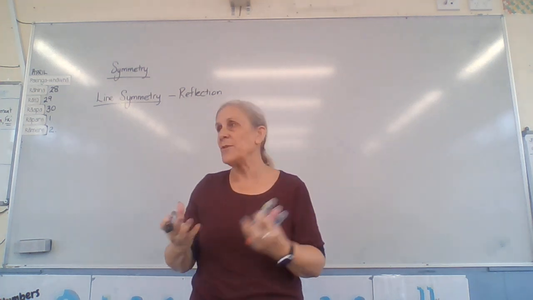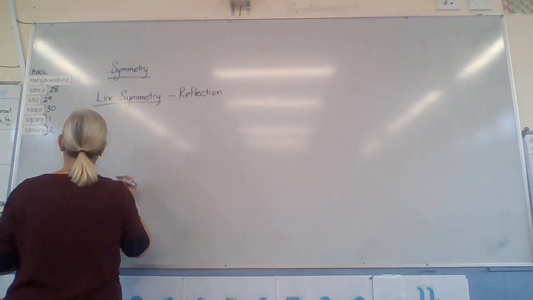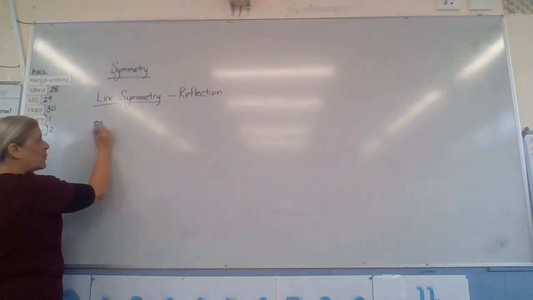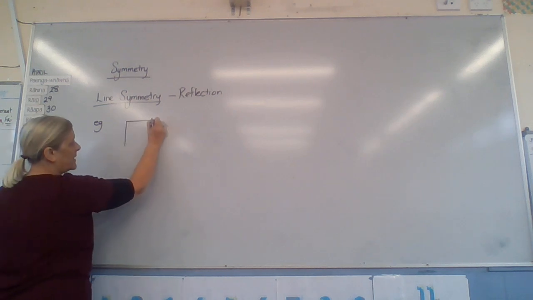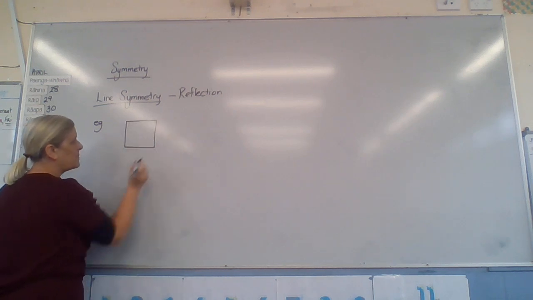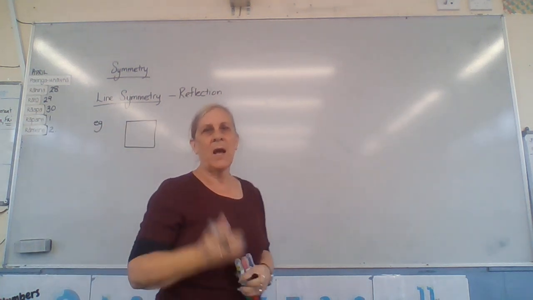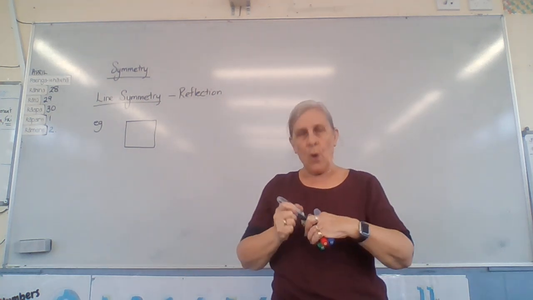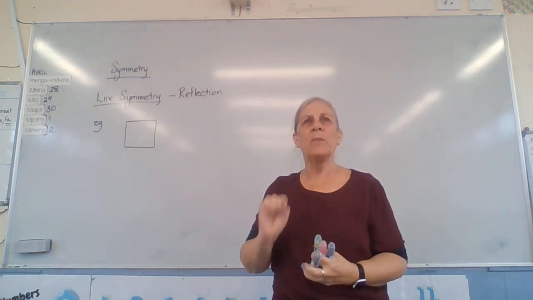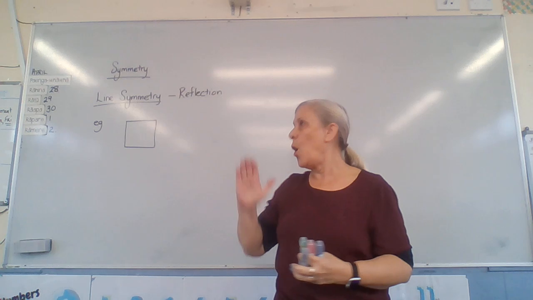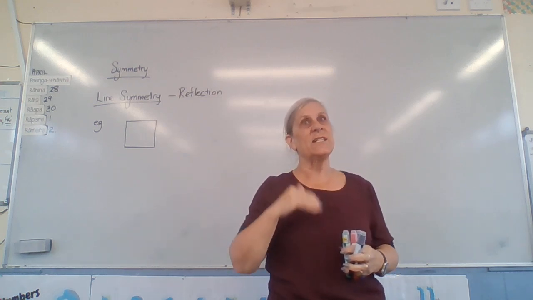So we only have the one shape. So let's just deal with good old basic Mr. Square. So I'm saying this is a square. You'll be able to make your square look square. But I'm saying this is a square. Where can I put a mirror line or a mirror on this shape such that it doesn't change?